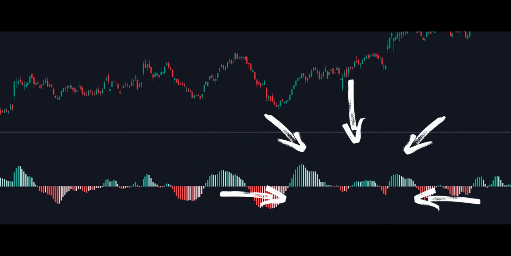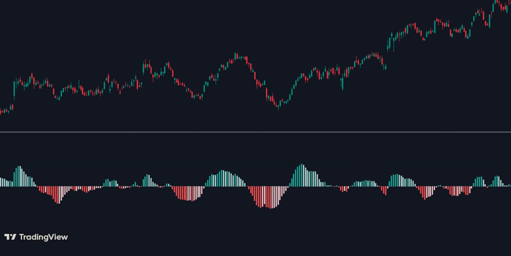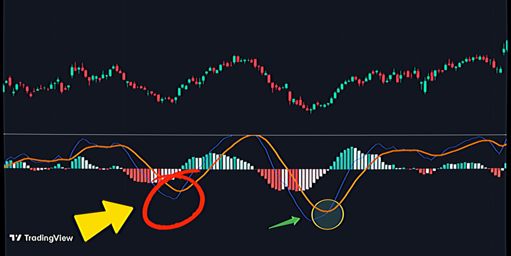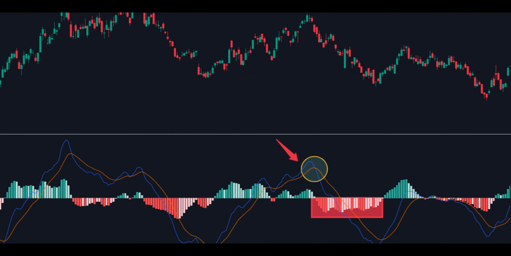Finally, we have the histogram, which visually represents the relationship between the MACD line and the signal line. It helps us gauge momentum strength and potential trend shifts. For example, when the MACD line crosses above the signal line, the histogram turns green, indicating bullish momentum. On the other hand, when the MACD line crosses below the signal line, the histogram turns red, signaling bearish momentum.